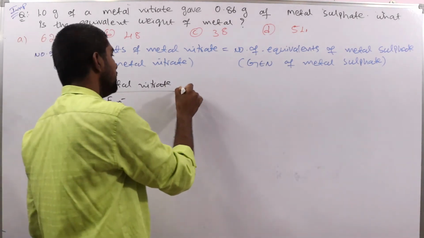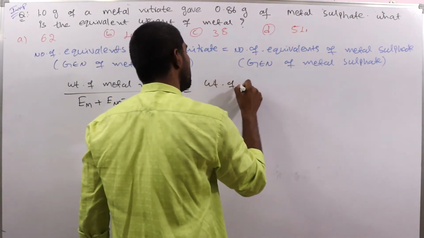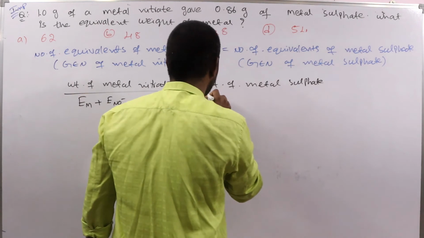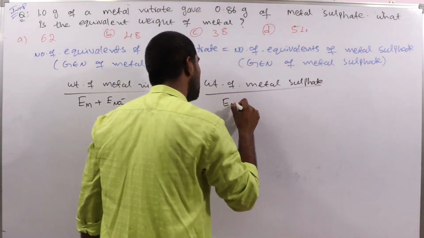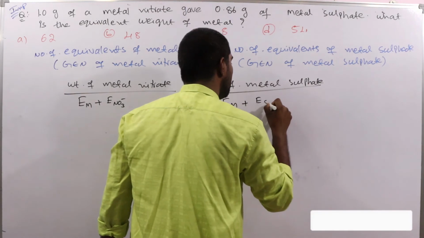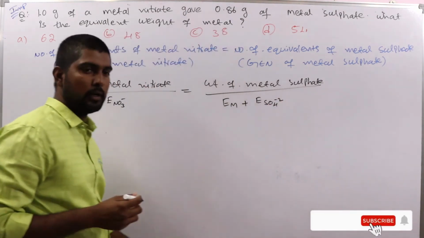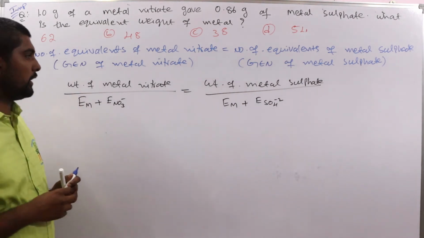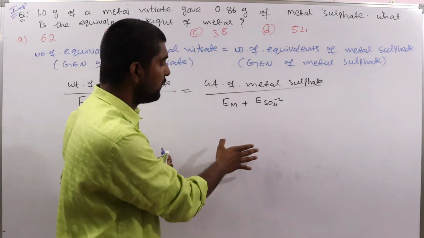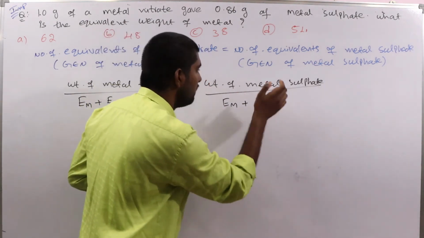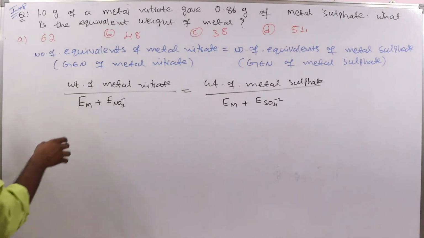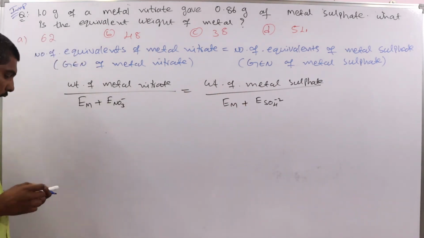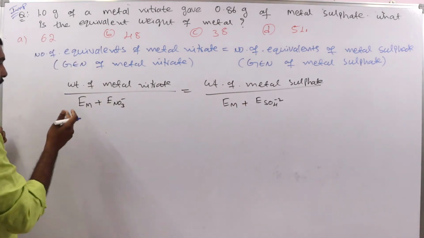Very important. So in the same manner here, weight of metal sulfate by equivalent weight of metal plus equivalent weight of sulfate ion. Okay, clear? So for metal nitrate, equivalent weight of metal plus equivalent weight of nitrate ion. Here for metal sulfate, equivalent weight of metal plus equivalent weight of sulfate ion. So then how can we get the equivalent weight of this nitrate and sulfate, right?